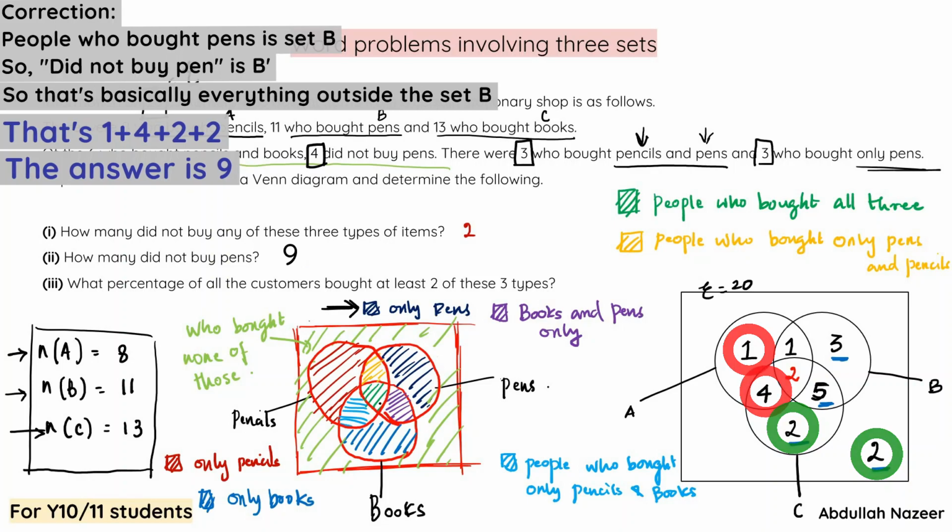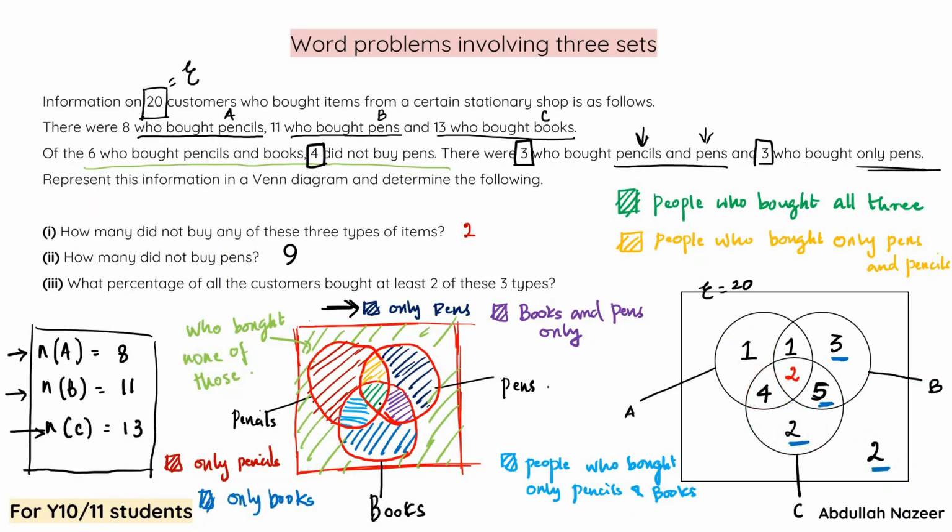Okay, now for the last question, it says, what percentage of all the customers bought at least 2 of these 3 types? First of all, let's identify the region where customers bought 2 of the 3 types. And that is actually these 3 regions. These are the 3 regions that indicate the total number of customers who bought only 2 out of the 3 items. But if you read the question, it doesn't say customers who bought only 2 of these 3 types. It says rather customers who bought at least 2 of these 3 types.